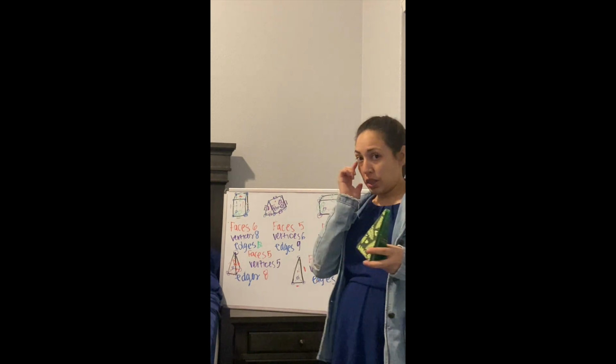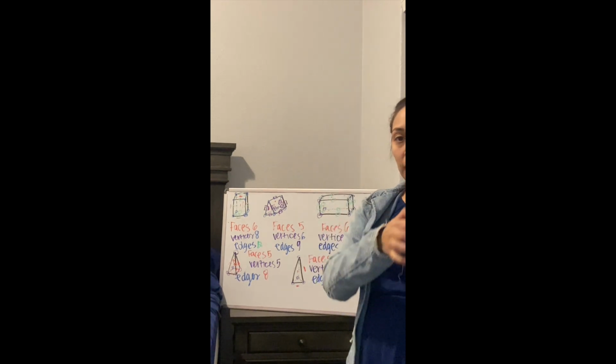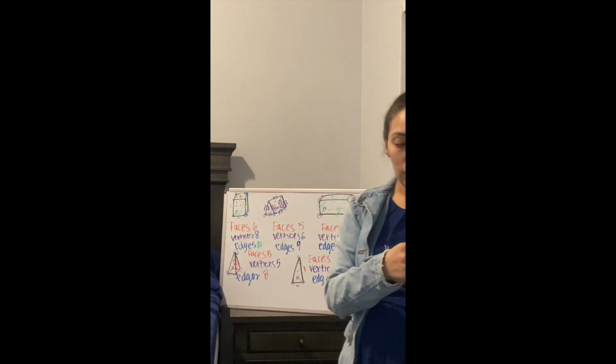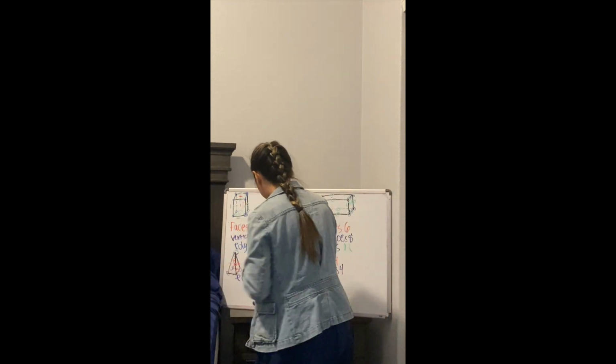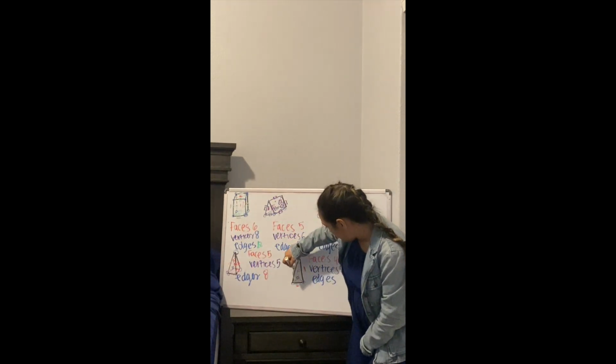And then we're gonna find the edges. We said that the edges were the line where 2 faces come together. So 1, 2, 3, 4, 5, and then 6. Let's find that on here. So edges, we have 1, 2, 3, 4, 5, 6.